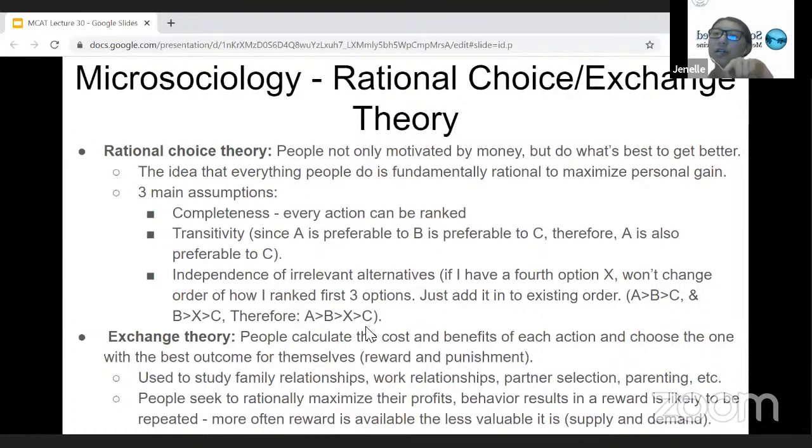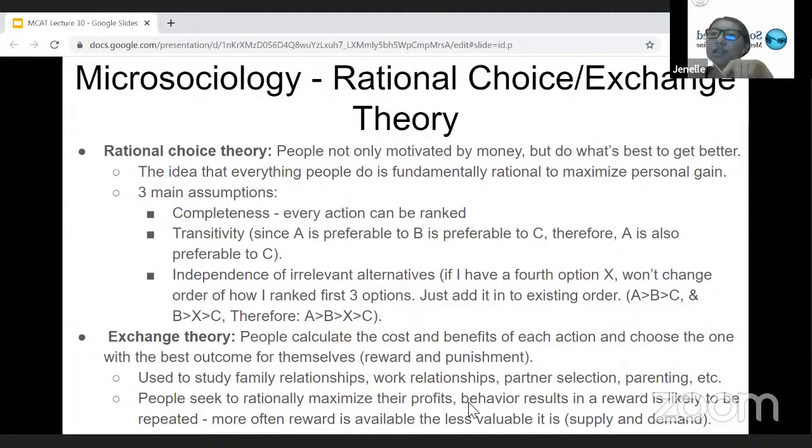And then exchange theory is that people calculate the costs and benefits of each action and choose the one with the best outcome for themselves. This is mostly noticed through reward and punishment. Exchange theory is usually used to study family relationships, work relationships, partner selection, parenting, and more. But the main thing is that people seek to rationally maximize their profits, and they want to continue doing behavior that results in more reward as opposed to punishment.